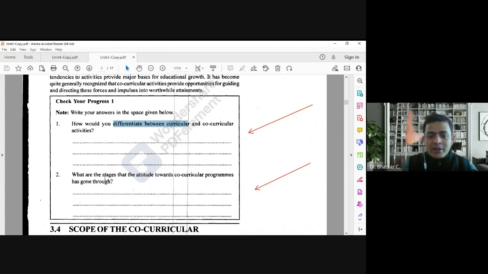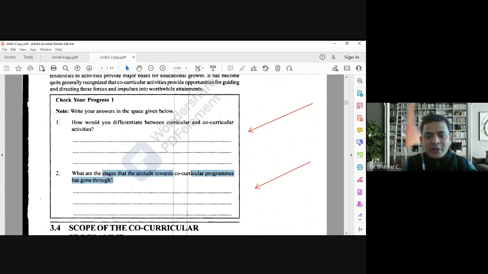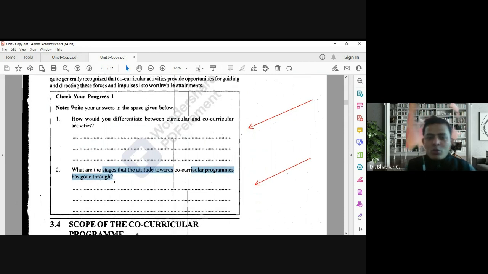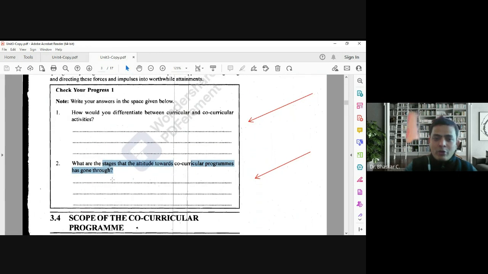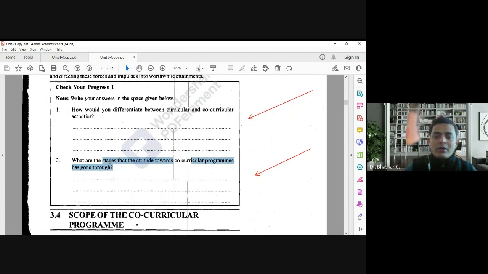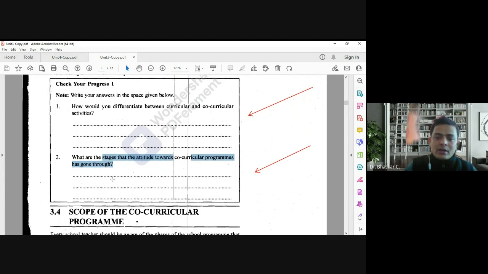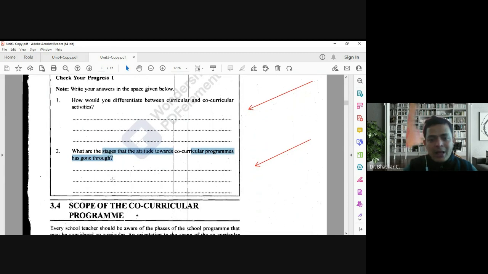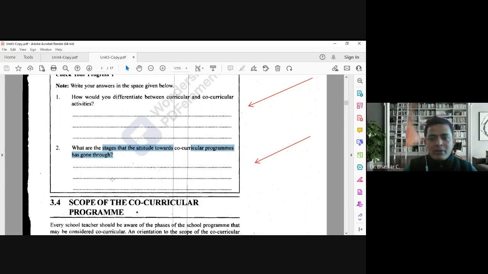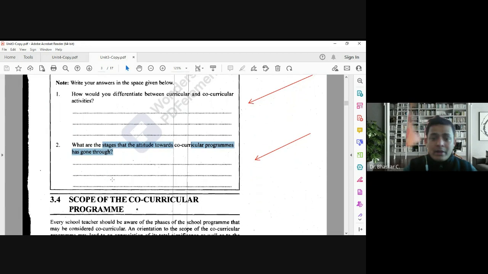Another important question is, what are the stages that the attitude towards co-curricular programs has gone through? These are the four stages that we have recently discussed. And who gave these four stages? These four stages were given by Jones, right? So this check your progress is very important, and I find it very interesting from your point of view and from my point of view also, because it gives you a brief idea of what we are discussing and what we need to focus upon, so that you may get some help in preparing your assignment and going for the term-end exams also.